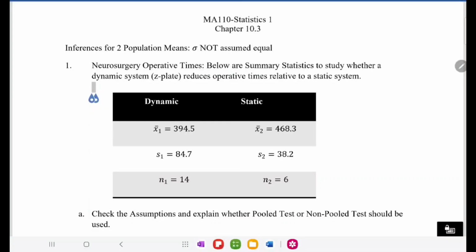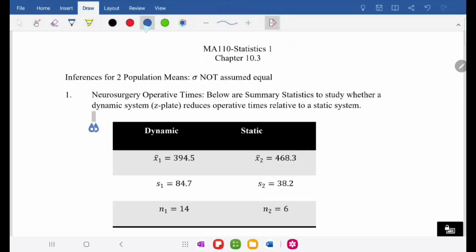Hello everyone. This is the third worksheet on chapter 10, which is on inferences for two population means when sigma is not assumed equal. Now, when sigma is not assumed equal, we have to use what's called the non-pooled test, right? Previously I had mentioned that for independent samples, when we compare the two population means, we have two procedures, two types of tests.